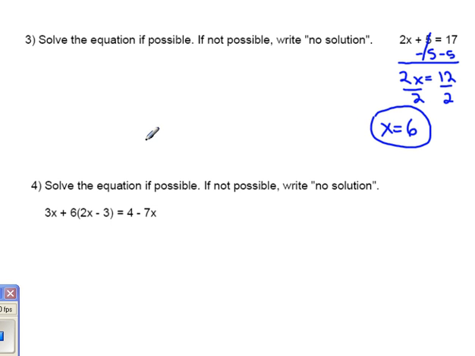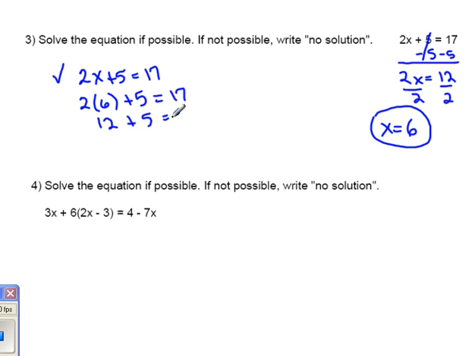And you could check that by plugging the 6 back in for the x in the original problem and verifying. For example, as a check, take your original problem, replace the x with what you thought the answer was, which is 6, and follow the order of operations. So multiplication first, followed by addition, and you see that 17 equals 17, so it checks.